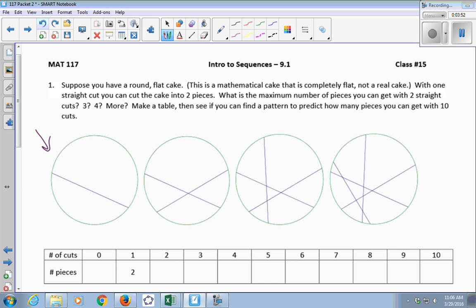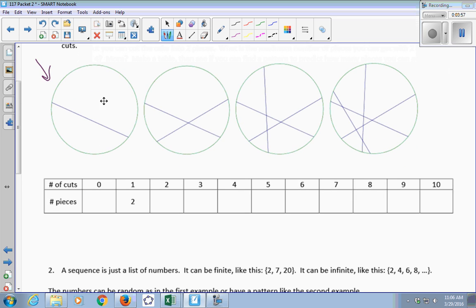Okay. So with 2 straight cuts, how many pieces can I cut the cake into? 4. Good. So put a 4 there. If I make 3 straight cuts, like in the third picture, how many pieces of cake can I get? 7. Yeah, so 1, 2, 3, 4, 5, 6, 7. And again, they're not all equally sized pieces, but I just want to get the most pieces possible. So I'm making my cuts in such a way to produce the most pieces. All right, so I've got 7 there.